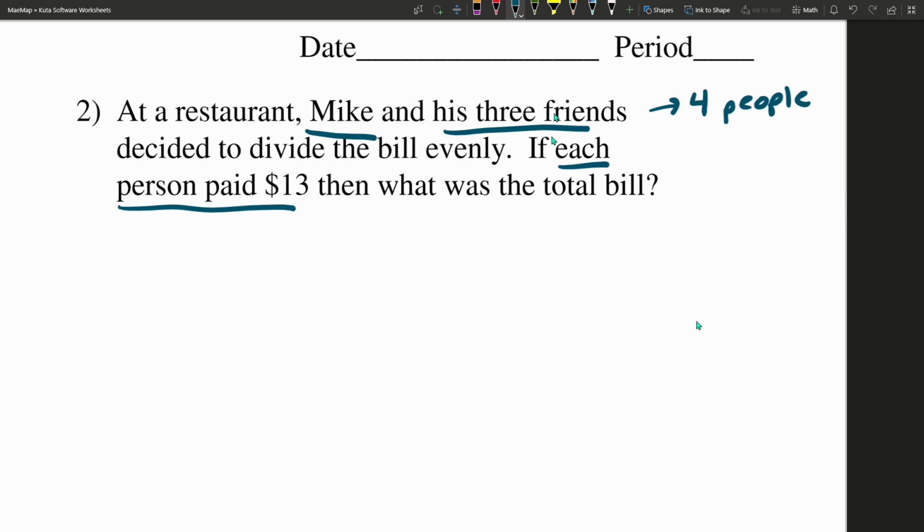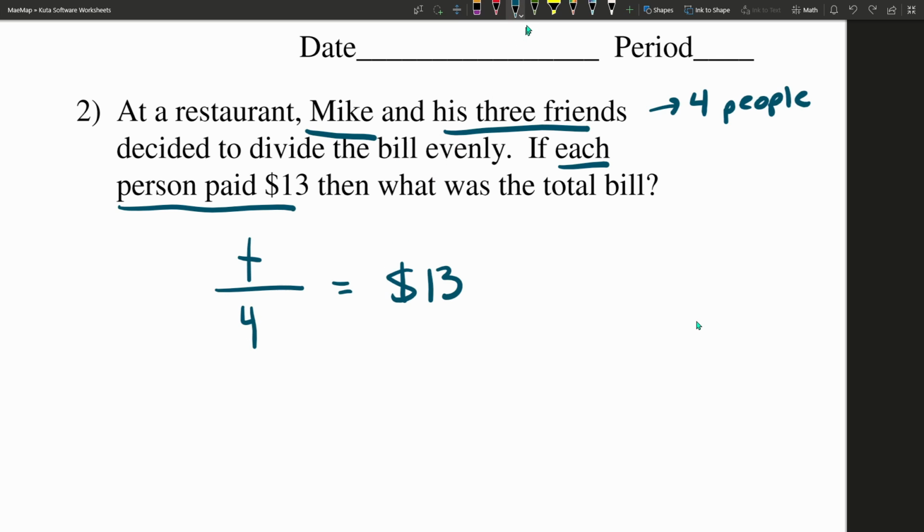So we're trying to figure out the total of the bill, and we know that they divided it evenly. Whatever the total of the bill is, I'll call that variable T. If each person paid $13, then if we take the total of the bill and divide it by 4, that's going to equal our $13. The total of the bill divided by the number of people is going to equal our $13. Or we could take the total of the bill divided by $13 and that should equal 4. Either way to write this is perfectly acceptable.